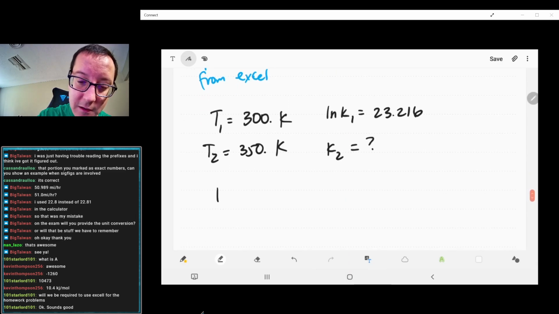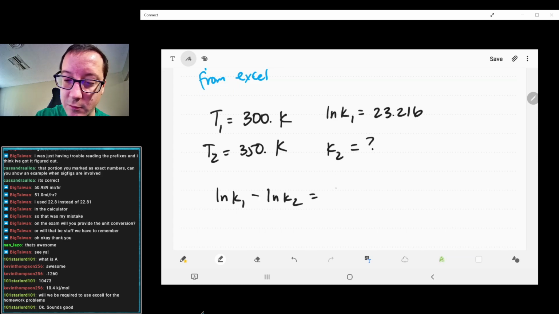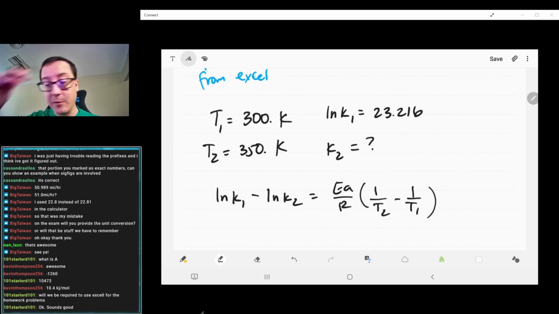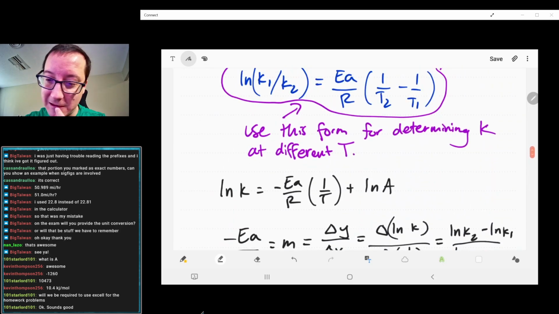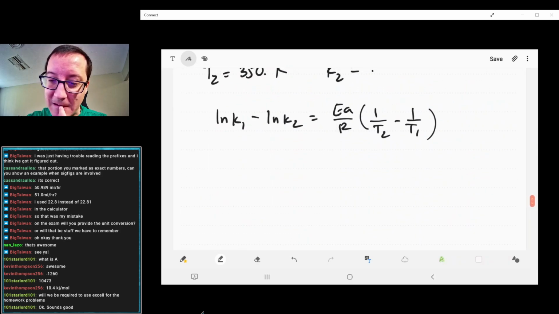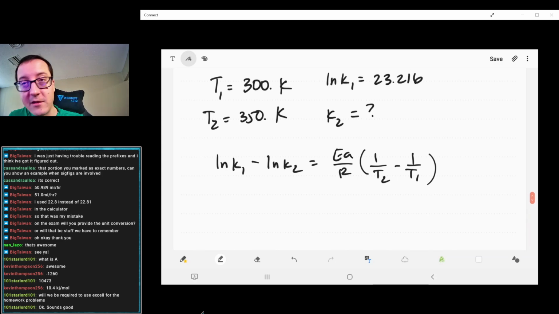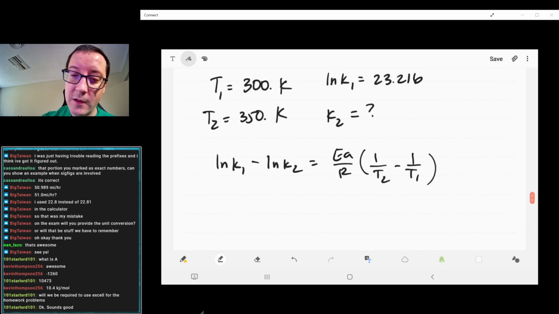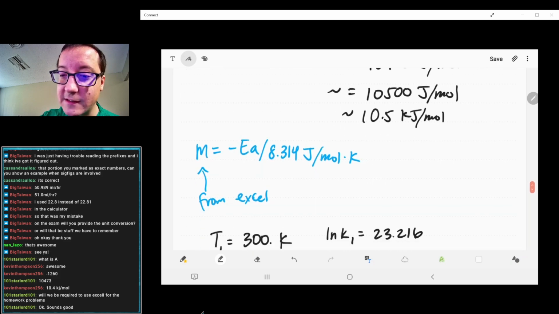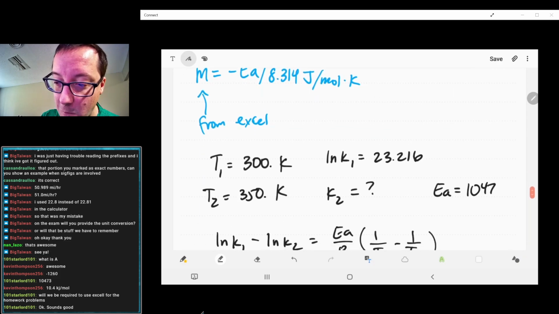So we saw that ln K1 minus ln K2 was equal to Ea over R times 1 over T2 minus 1 over T1. I hope I copied that correctly. Let's see here. Did I? Yes, I did. Okay, good. So with this in mind, we can figure out what K2 is going to be. If we just plug in the numbers that we have, we've already calculated Ea for this reaction to be, let's just keep 10,473 for now. That was joules per mole.